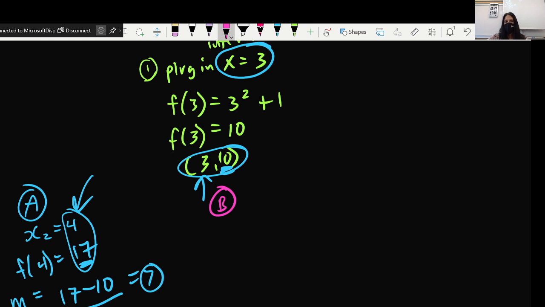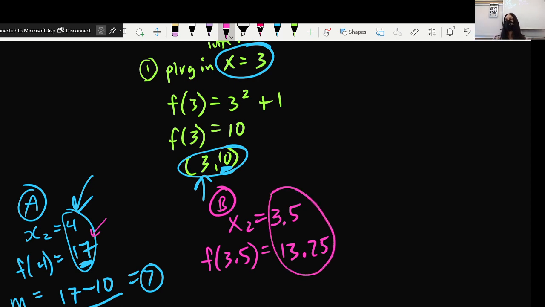So estimate B. The first point of interest was 3, and I thought, okay, I'm going to try the next whole number, which is 4. But we learned from our activity last day, the closer we get, the more accurate we're going to get. So maybe I'm going to pick 3.5 this time. Let's say I make my x2 3.5. If I plug in f of 3.5, I'm doing 3.5 squared plus 1, because that was our equation. If we do that, we get 13.25. Again, remember that was 17. Now I got 13.25. So this would be my new point.